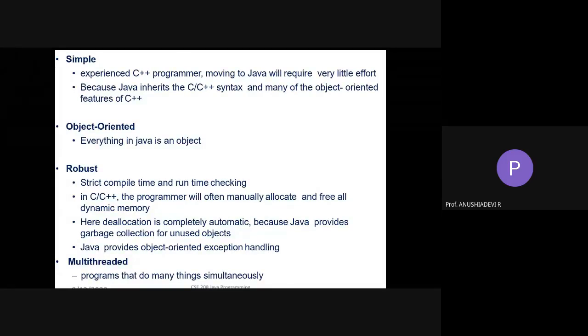And there is no multi-threaded programming concept in C++, but here we have multi-threaded programming. What is meant by multi-threaded programming? We can execute more than one sequence set of instructions at a time. That is called multi-threaded programming. By using this, programs can do many things simultaneously.